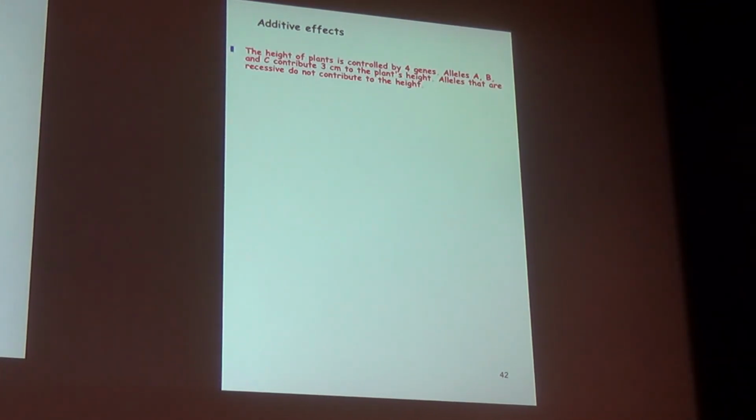So height of plants. Let's imagine, this is just an example, that the height of a plant is controlled by 4 genes. Okay. And I give you the rules. Genes A, B, and C will contribute 3 centimeters to the height of a plant. This is just a made-up example, but I'm giving you an example to explain something. Alleles that are recessive do not contribute to the height. It's only when you're dominant, so when you're big A or big B or big C, you will add 3 centimeters to the height of a plant. And this is a diploid plant.